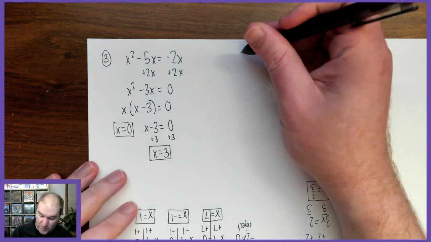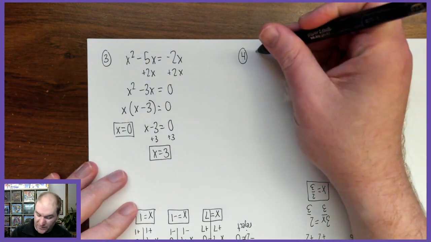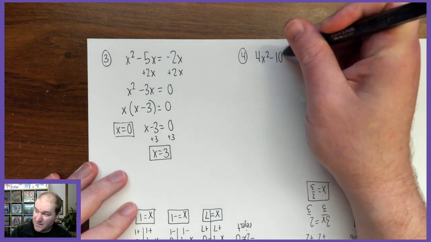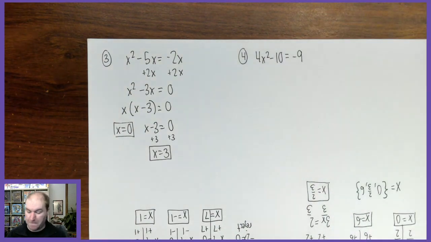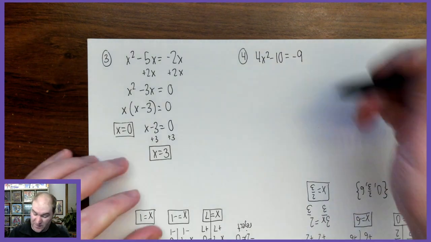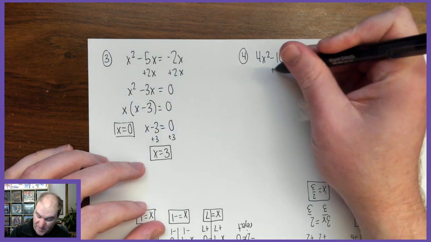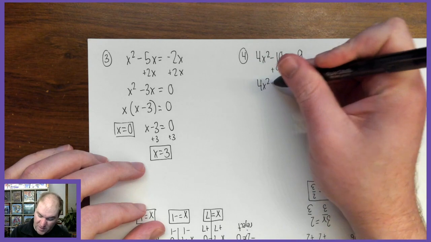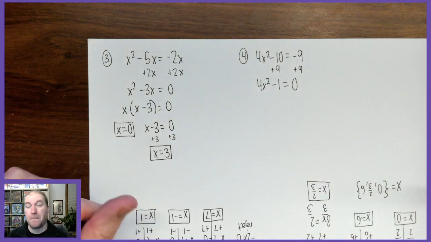All right, number 4, solve using factoring. 4x squared minus 10 equals negative 9. Let's get it equal to 0 by doing plus 9 to both sides. And we're going to get 4x squared minus 1 equals 0.